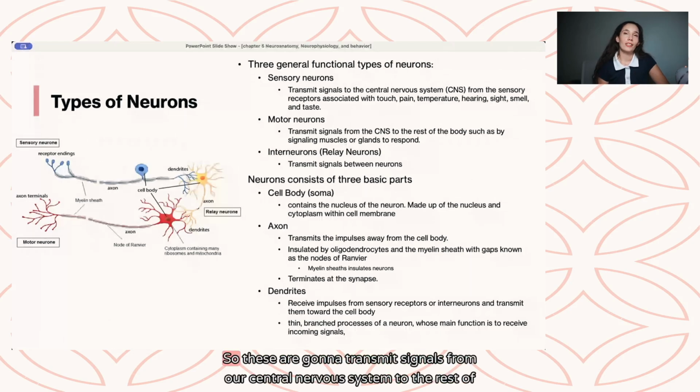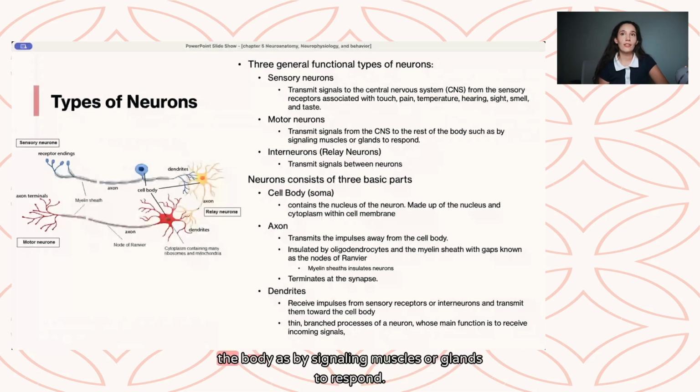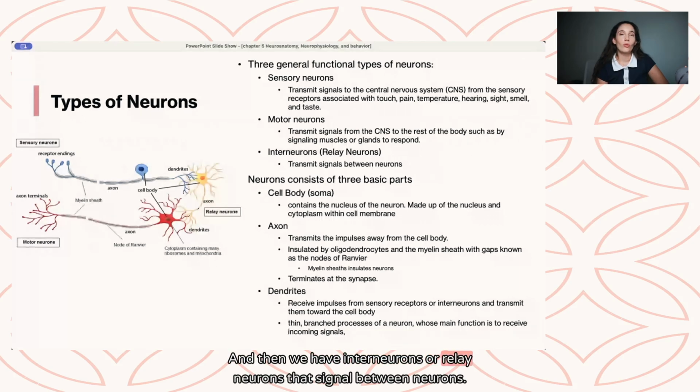Then we have motor neurons. So these are going to transmit signals from our central nervous system to the rest of the body by signaling muscles or glands to respond. And then we have interneurons or relay neurons that signal between neurons.